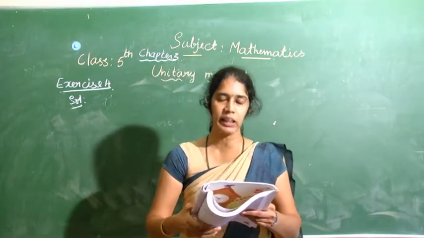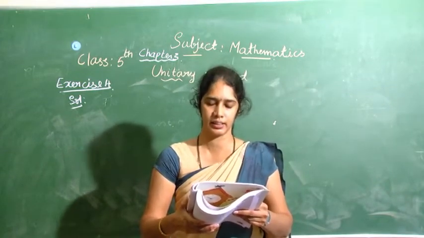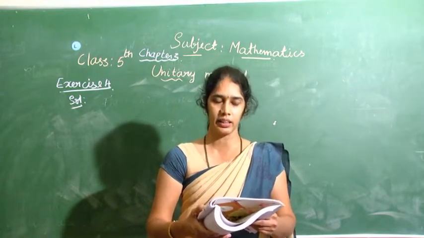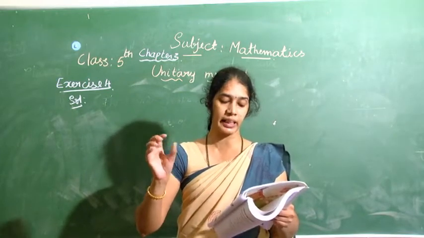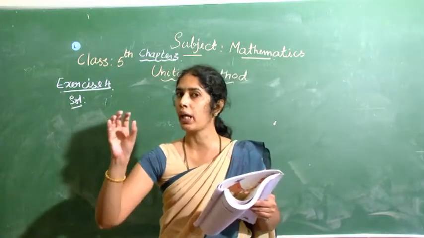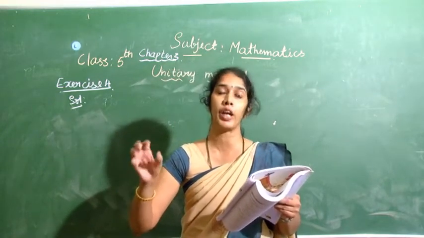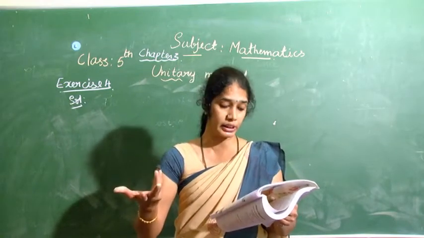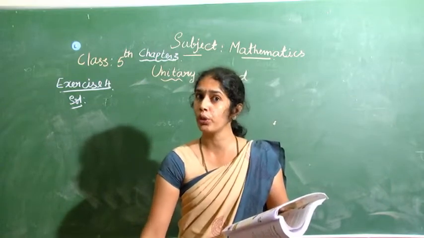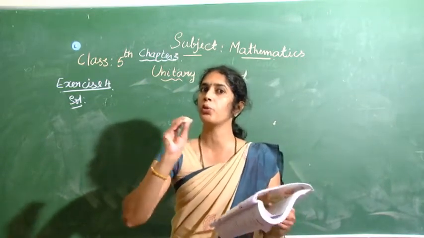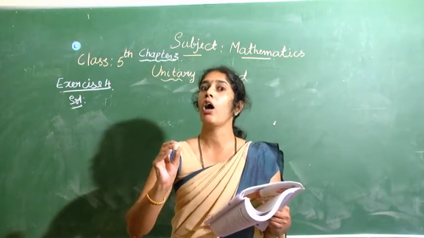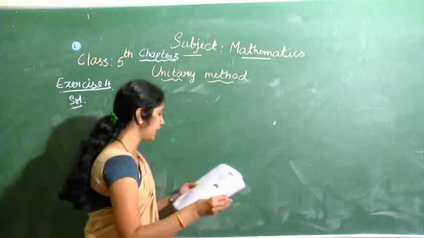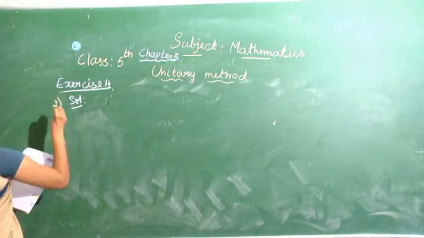Buses can carry 918 passengers. How many passengers can 25 buses carry? See here, they have given that 18 buses can carry 918 passengers. So we have to find how many passengers 25 buses can carry. For that, as I told you in the earlier sum, first we have to divide. We have to find how many passengers one bus can carry.